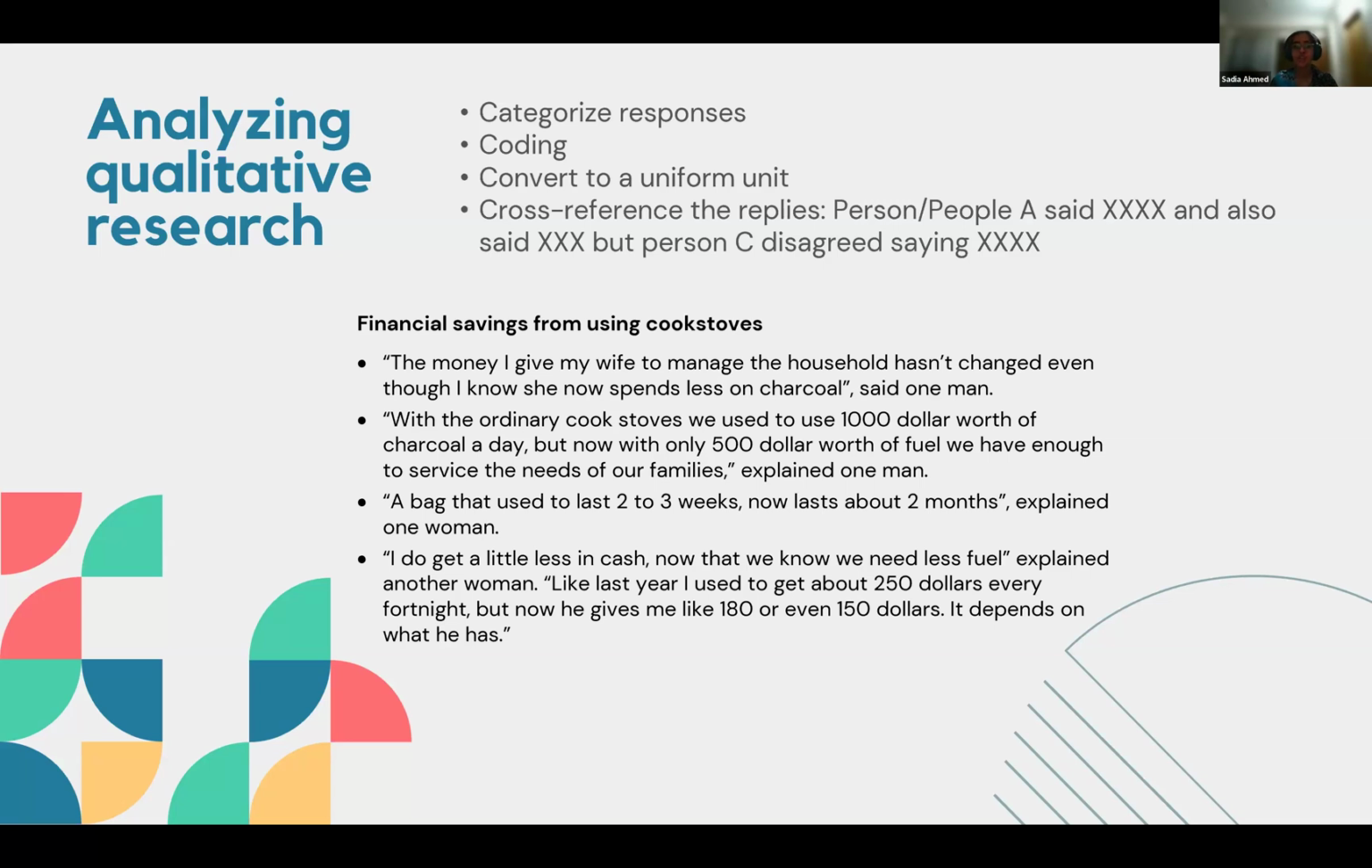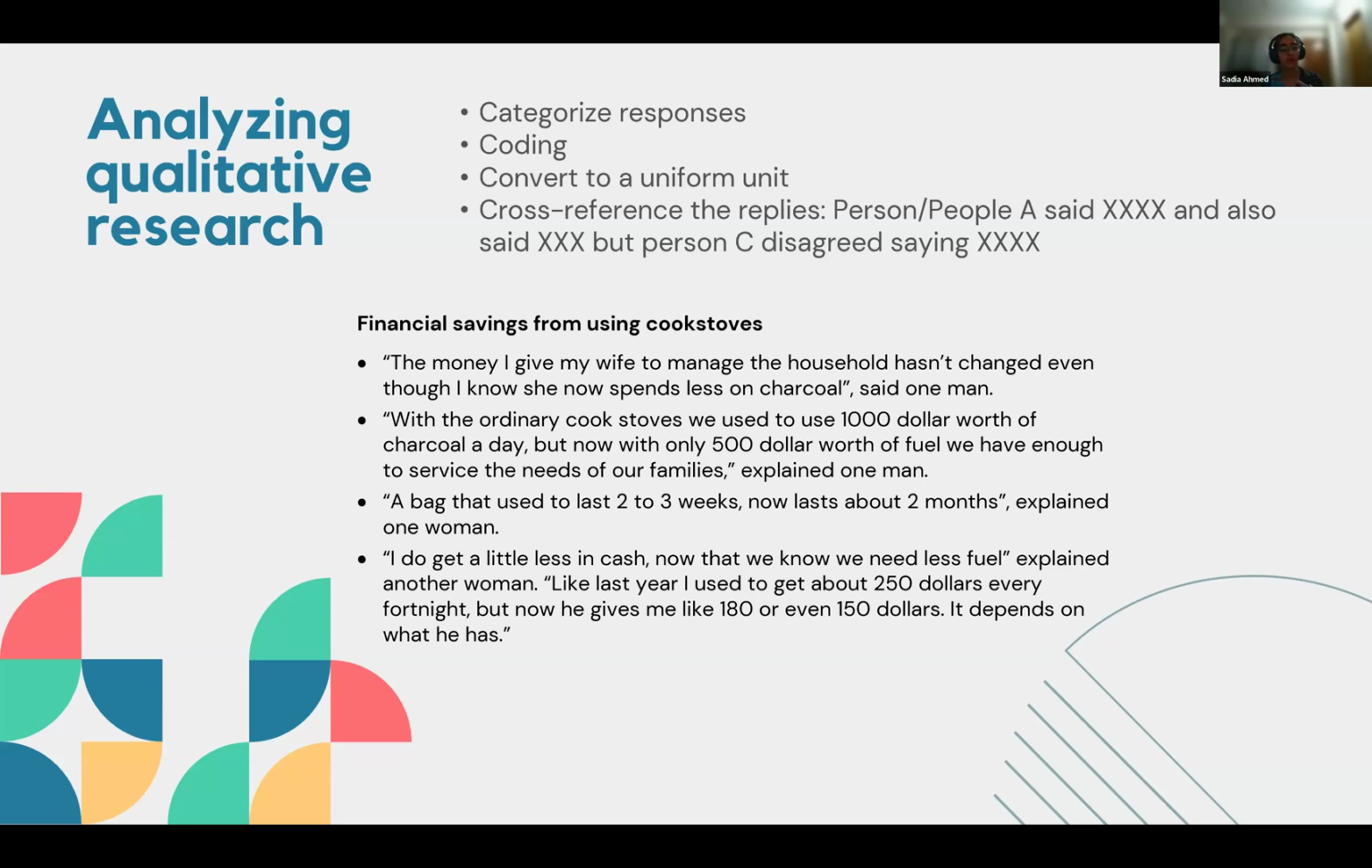But in the third response, where we said a bag used to last 2 to 3 weeks, now lasts 2 months, to convert that into money, you would need to know what size of bag, how much that bag costs. So if she uses one bag for 2 weeks, now she uses one bag for 2 months. That means this is how much money she's saving. So you will have to do this calculation to convert it into a unit that then you can say savings is about this much. Or in the fourth case where they talk about $250 before, but now they get 180 to 150.